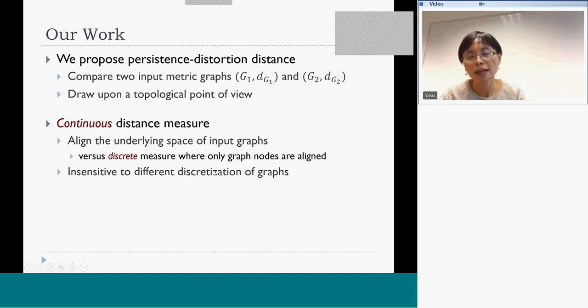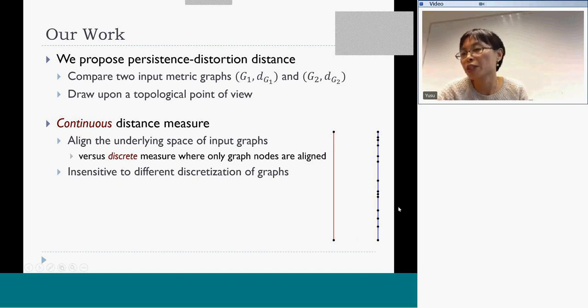It has several nice properties. First, as I mentioned earlier, we want to align all points in the underlying space, not just the graph nodes. So I call this a continuous distance measure, to distinguish it from the ones which align graph nodes, which I refer to as discrete distance measures. So this metric is insensitive to different discretizations of graphs. For example, let's say that we try to reconstruct a road network from noisy data. Different road network algorithms could produce different results: one algorithm constructs a very clean network, while the other constructs the same roads but with many extra vertices. We want to be able to recognize that these two are the same.